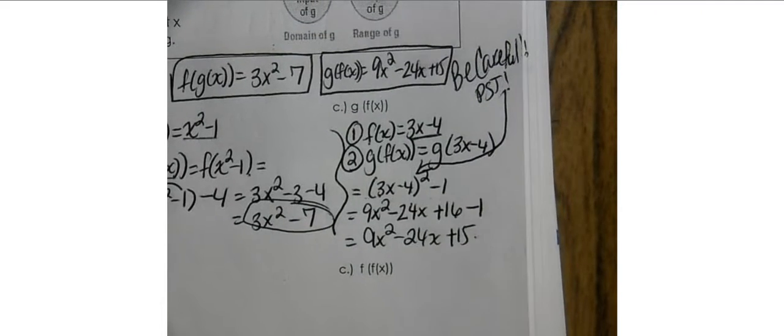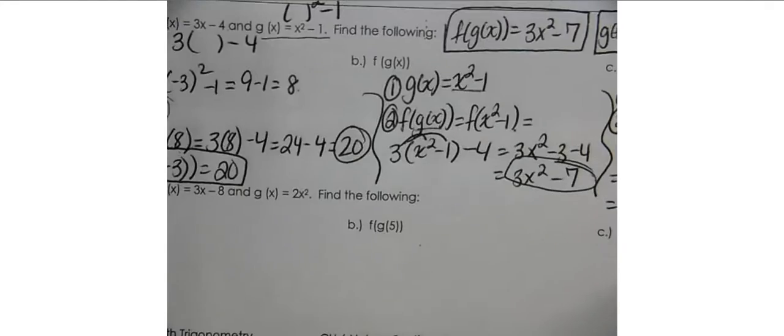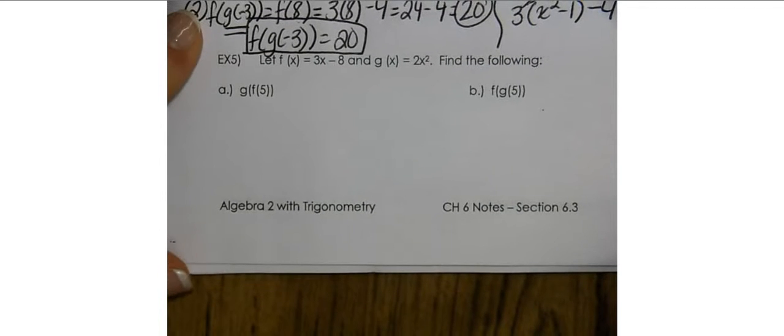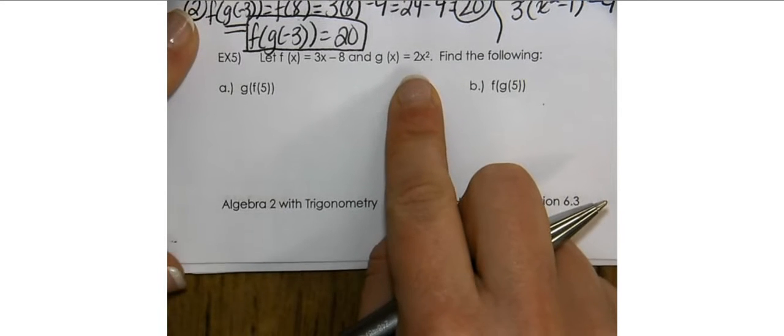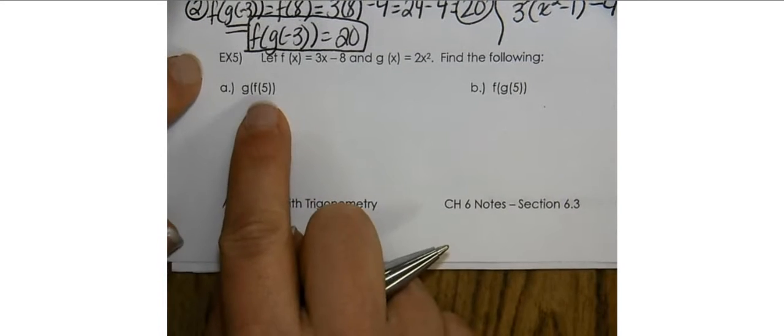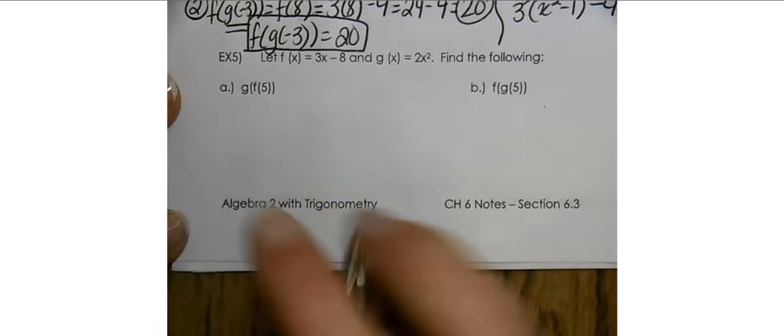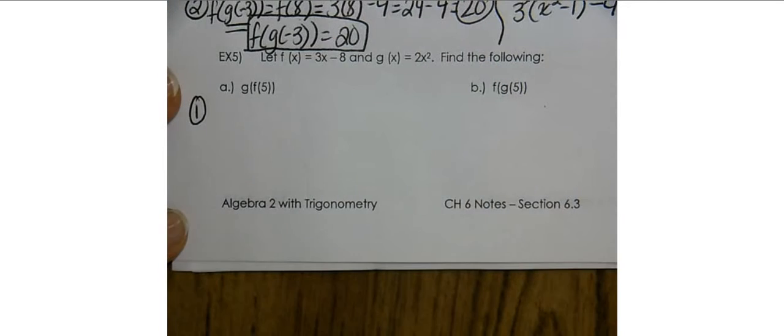All right, let's go ahead and look at example number 5. For example number 5, we have 2 new functions. The first one is 3x minus 8 is f of x, and g of x is 2x squared. The first thing we're going to do is g of f of 5. So the first thing I'm going to do is start on the inside and work my way out. So I need to identify what f of 5 is.